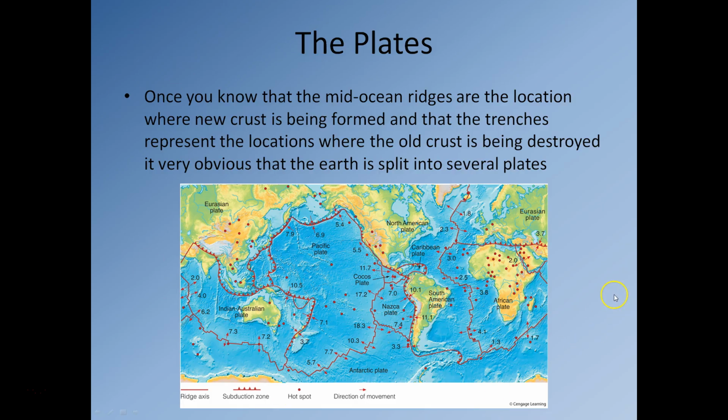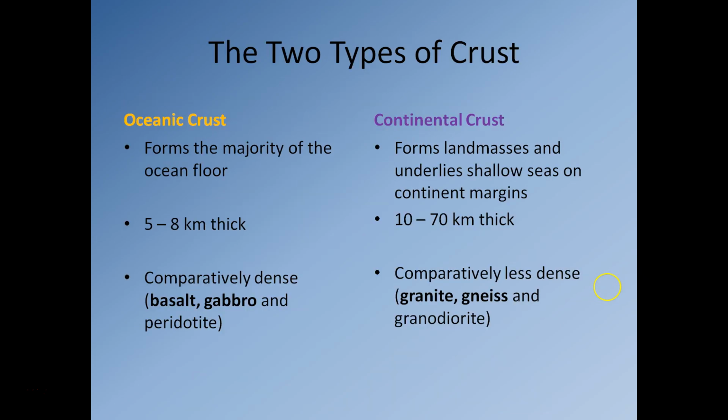So once we know that mid-ocean ridges are where new crust is being formed, and that trenches represent the locations where old crust is being destroyed, it becomes very obvious the surface of the Earth must be split into plates. And once you realize these plates are moving about, it becomes pretty clear that they can do one of three possible things. The plates can either bump into each other, move away from one another, or move past one another. Those are the three possible options, and that will lead to three distinct types of plate boundary.